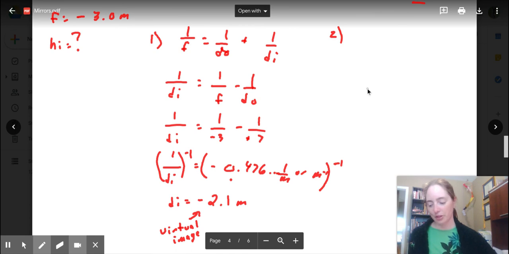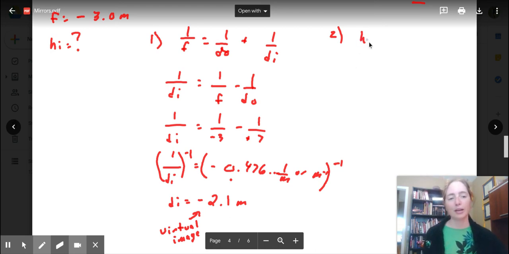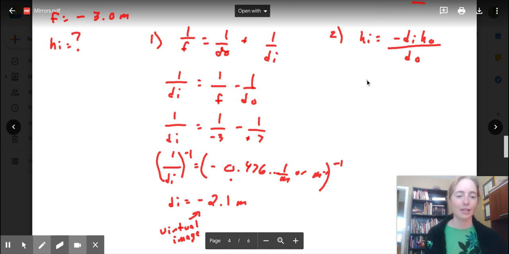So, we're going to rearrange this to isolate our height of image, hi. And we're just going to multiply both sides by ho. So we're going to wind up with the height of your image is going to equal, don't drop that negative, di times ho and divide by do. Okay, that's our rearranged equation, and I'm going to plunk my numbers in now.